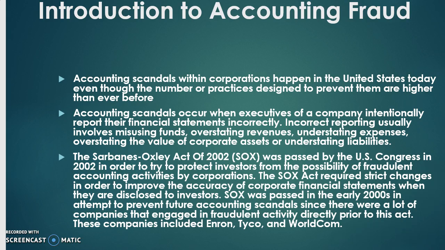The Sarbanes-Oxley Act of 2002 was passed by U.S. Congress in order to try to protect investors from the possibility of fraudulent activities by corporations. The SOX Act required strict changes in order to improve the accuracy of corporate financial statements when they are disclosed to investors. SOX was passed in the early 2000s in an attempt to prevent future accounting scandals, since there were a lot of scandals at the time. These include Enron, Tyco, and WorldCom.